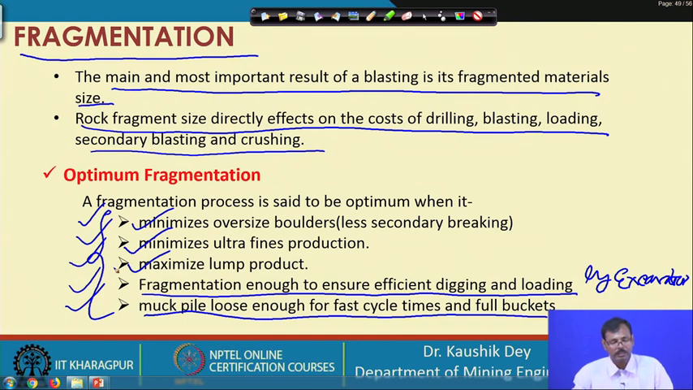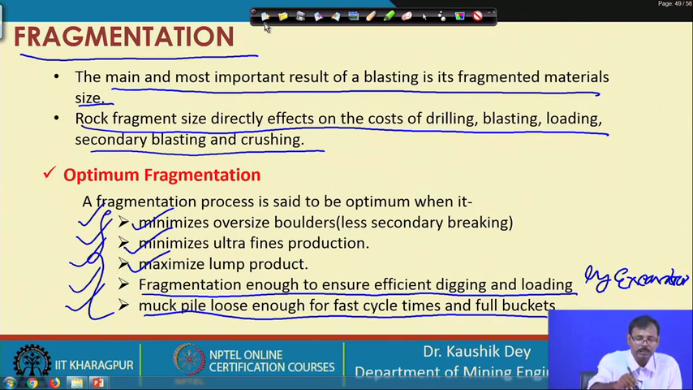So, if the experienced person is looking at this 5 point, observing that the oversized boulders generated are fewer in number, in general it is considered that if it is less than 5%, then it may be considered a good blast. Ultra fines generation is also less because the airborne fines are less, lump size is very good, and uniform fragment size is observed, and the shovel can perform better. The muck profile is also very good for the performance of the shovel.